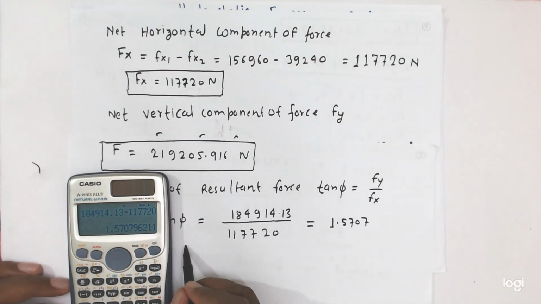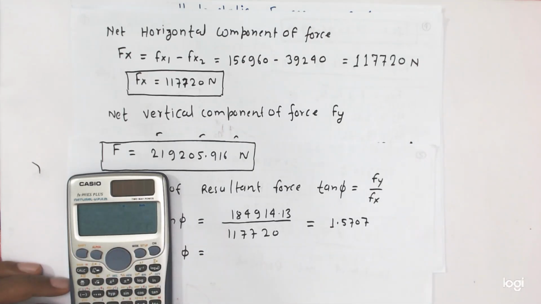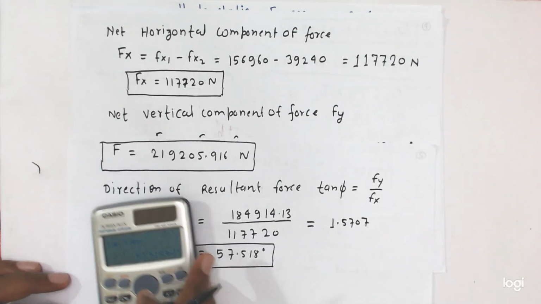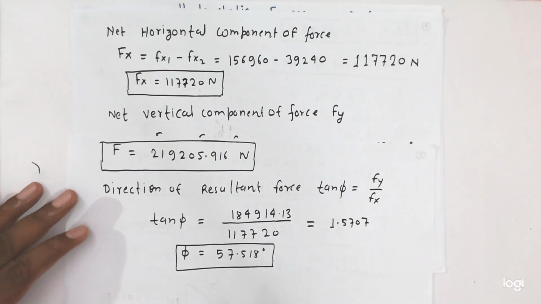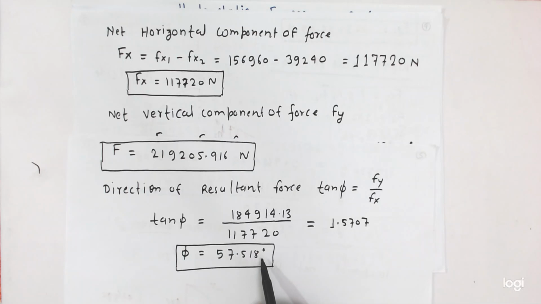So it will come 1.5707, or phi equal to tan inverse. So it will come 57.518 degree from the horizontal. Okay friends, so here this is the direction of the resultant force, 57.518 degree. Getting friends? Now we have to find the location.